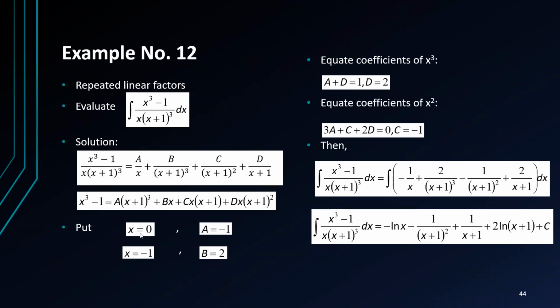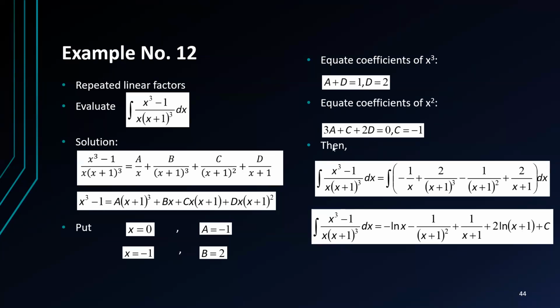Then, put x as 0. Lalabas a is negative 1. x as negative 1. Lalabas b is equal to 2. So, then, equate coefficient of x cubed. Alam mo mga x cubed dito, ito. A. Tapos, yung d, x, tapos may x squared to. So, yan lang. So, a plus d is 1. And therefore, d is equal to 2. Kasi yung a mo is negative 1.